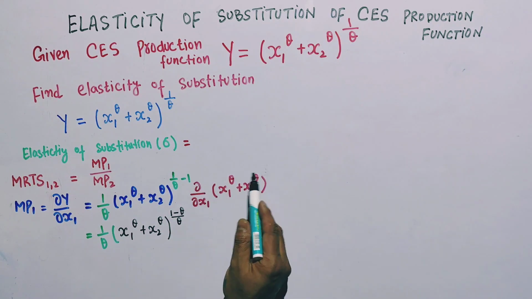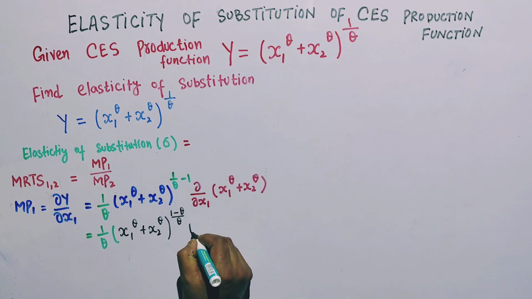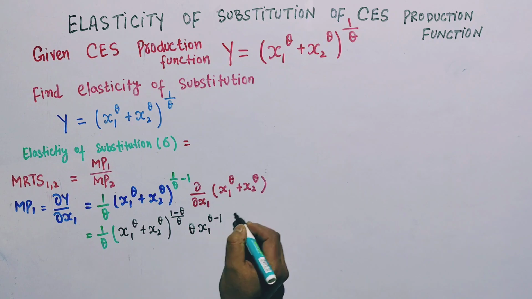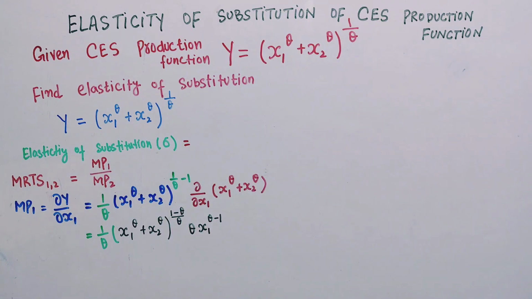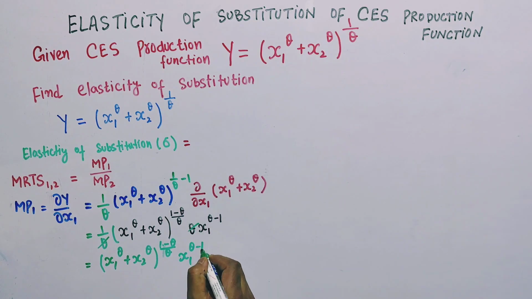And what is the derivative of the bracket with respect to x1? The derivative of x1^θ will be θ as the coefficient, then x1 with the exponent reduced by 1, θ minus 1. The derivative of x2^θ will be 0 because we are taking the partial with respect to x1. So this θ and 1/θ get cancelled. We are left with MP1 equals (x1^θ + x2^θ) raised to the power (1 minus θ)/θ, times x1^(θ−1).